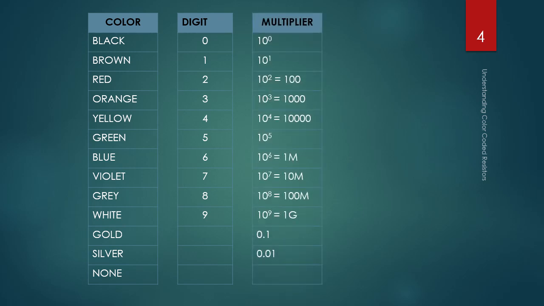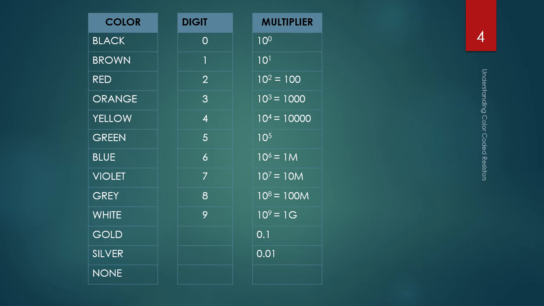Next comes the multiplier. Multiplier is a number which is used for multiplying. When we learn the color coded resistors, we will find it out. But this multiplier comes in lieu with this digit. For example, if the digit for black is 0, then the multiplier value is 10 to the power 0, that is 1. For brown, since the color brown has a significant digit of 1, the multiplier is 10 to the power 1, signifying the multiplier value as 10. Red being 2, the multiplier value is 10 to the power 2 or 100. Orange being 3, the multiplier value is 10 to the power 3 or 1000.